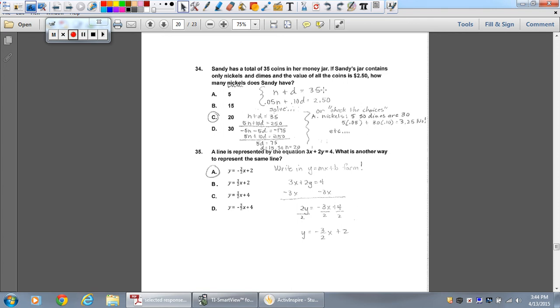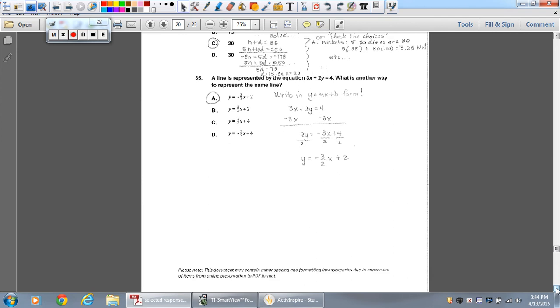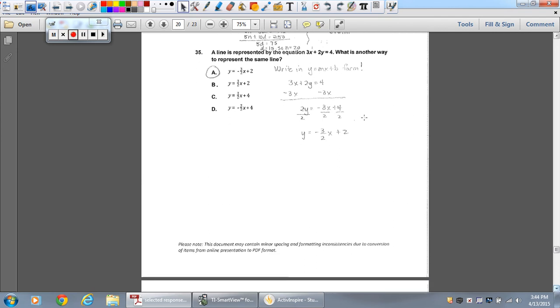My equation was nickels plus dimes has to equal 35, and then I gave them value, so an amount equation and a value equation, and I solved the system. But I also like solving systems. Number 35, a line is represented by the equation. What is another way to represent the same line? So I took that and just wrote it in y equals mx plus b form, and then got it to look just like the one on the paper.